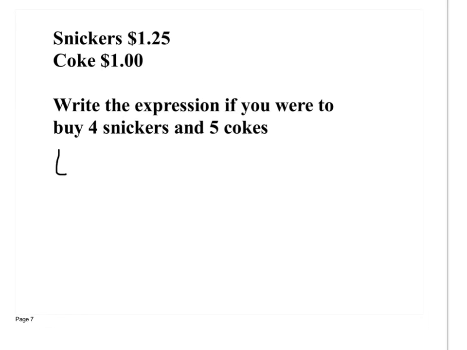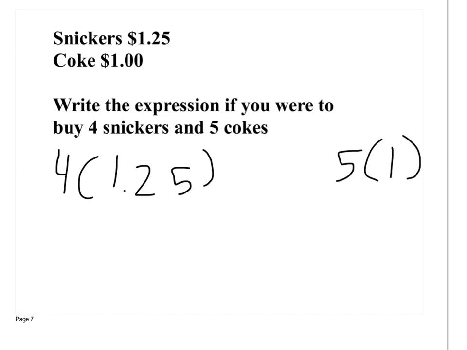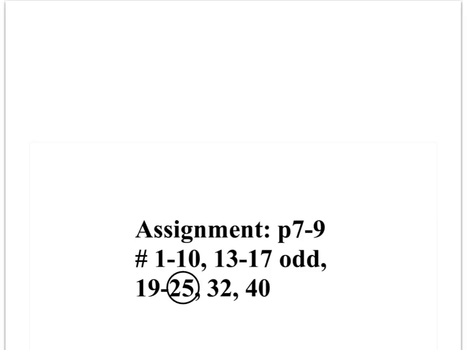So, 4 Snickers. How much does a Snicker cost? $1.25. 5 Cokes, how much does that cost? $1 each. If I was to find the total cost, what would I need to do to these numbers? I need to add them, right? Add 4 times 1.25 and 5 times 1, right? Okay. I don't need to do it here. I just need to write the expression, so this is my answer. This is all I do. Simple enough.